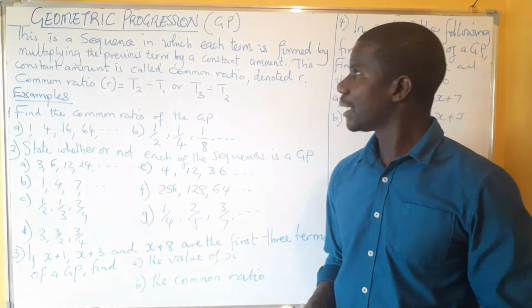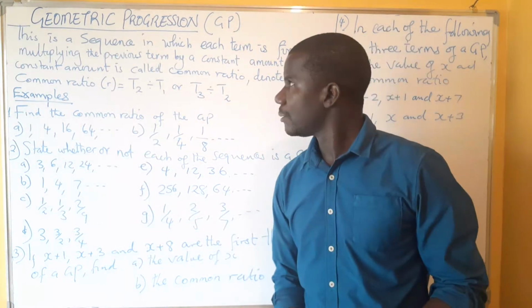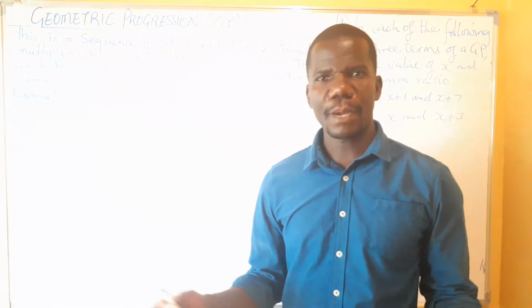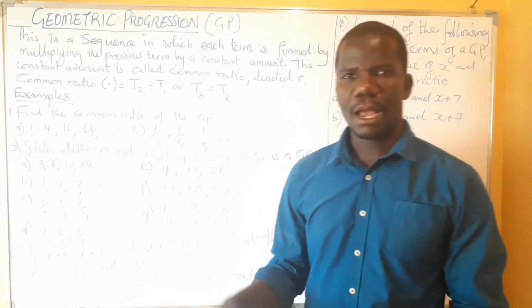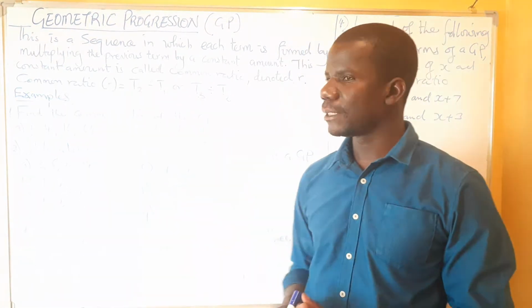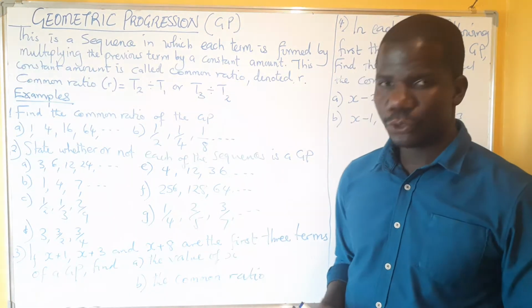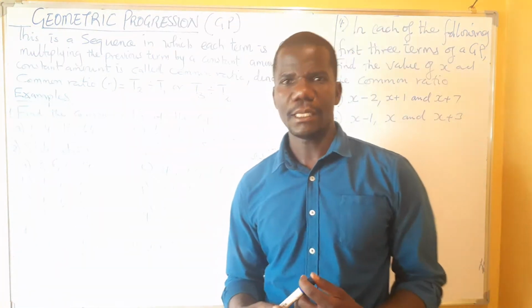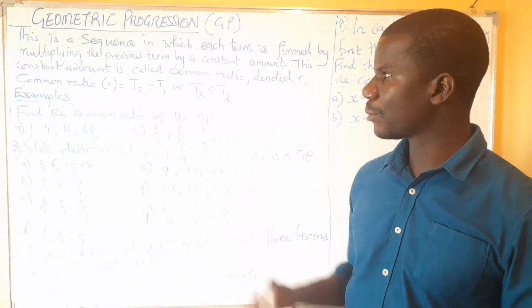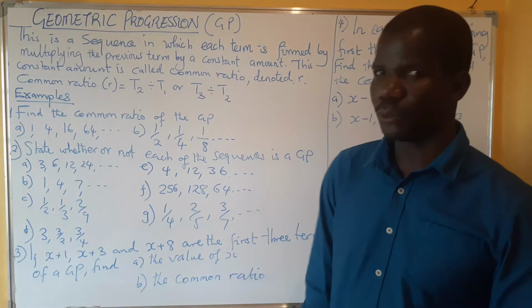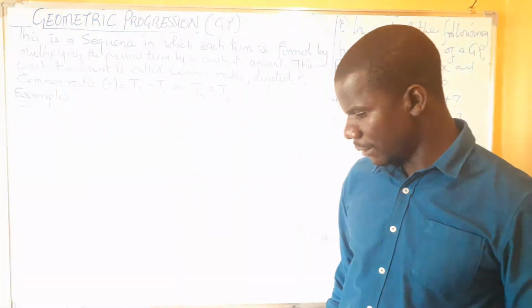So today we are looking at geometric progression, which is part of sequence and series. Now we are done with the AP, which is arithmetic progression. Now we have moved to geometric progression, and that is what I want to deal with, the first part of geometric progression today. So what is it that is involved here?